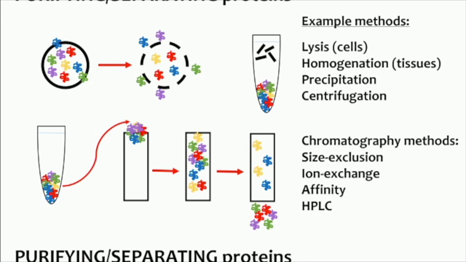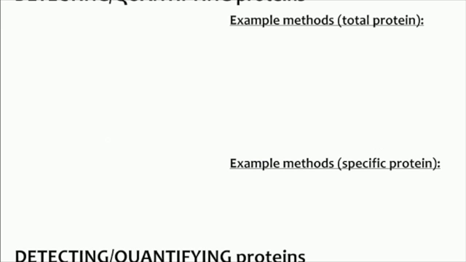Another category of purpose you might use protein methods for is detecting and/or quantifying. So determining whether or not a particular protein is in your sample, and quantifying how much of it is there, or quantifying how much protein in general is in your sample. I've separated these into total protein, which doesn't look at any particular specific protein, just how much protein is in there in general, or specific ones.